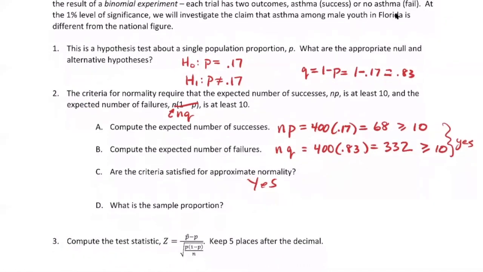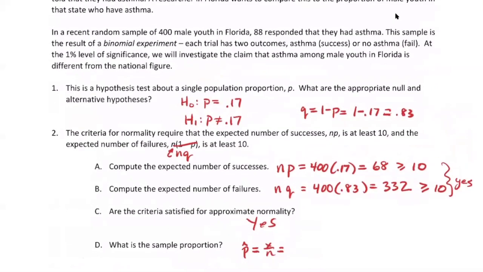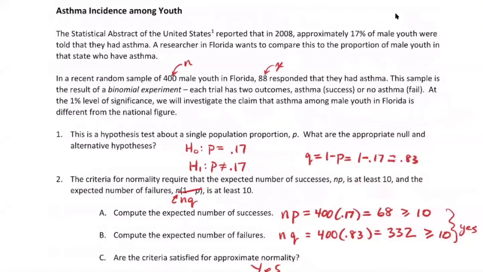Everybody okay? Okay, so the sample proportion, remember that's p hat, should be x over n, the successes over the sample size. That's where you have to go back. There were 88 kids with asthma in the sample. Those are the successes, so that's x. And n is 400. So x over n is 88 over 400. Is that right? No.